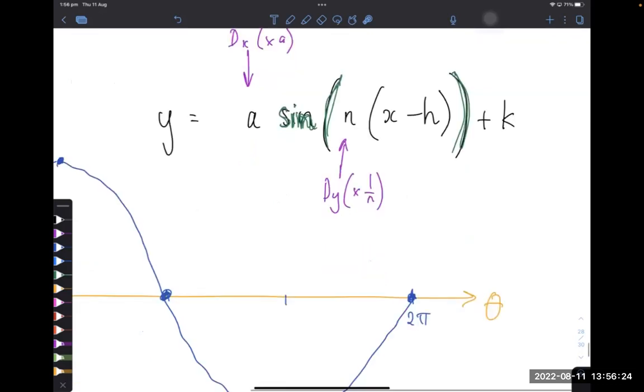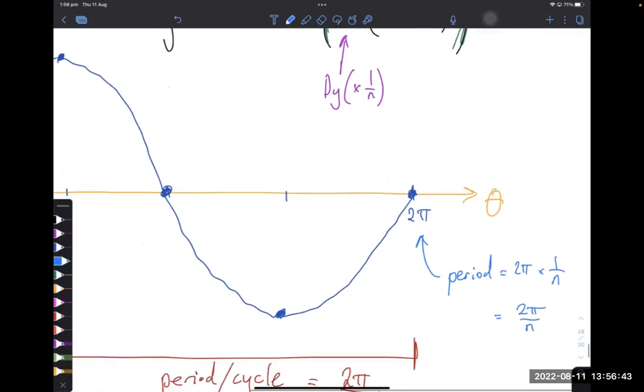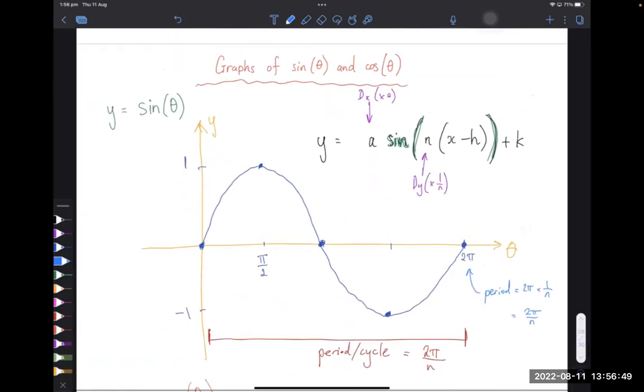So if we dilate by a factor of 1 over n, we take our original period, which is 2 pi, and we have to multiply it by 1 over n. Isn't that just 2 pi over n? And that's how we get it. So if you just want to remember the period, there are two things you have to remember from this exercise for 14G: your amplitude, which is A, and your period, which is 2 pi on n. That's all.